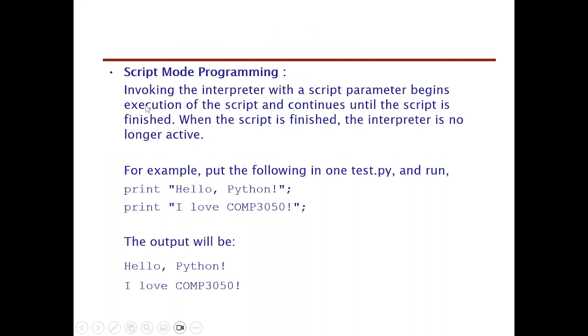Then script mode programming. Invoking the interpreter with a script parameter begins execution of the script and continues until the script is finished. When the script is finished, the interpreter is no longer active. For example, put the following in a file test.py and run. This one. So print hello Python, print I love com 350. So the output will be hello Python and I love com 350. So once we see the output, this will just display what is inside the double quotes. So that will be displayed for our output.